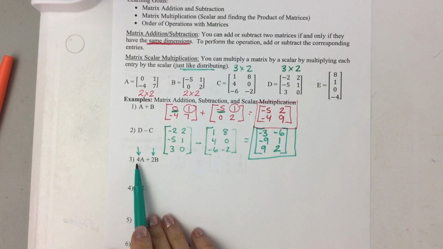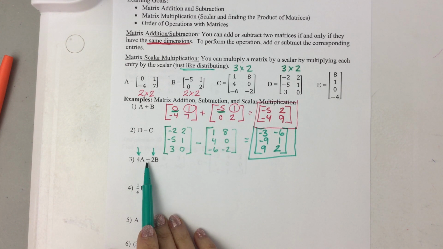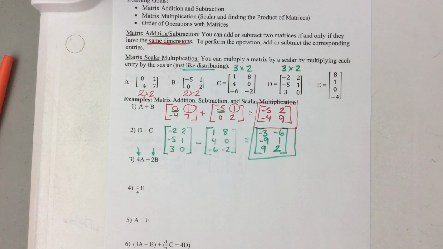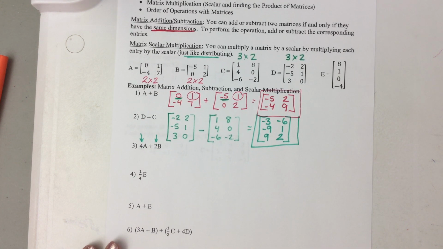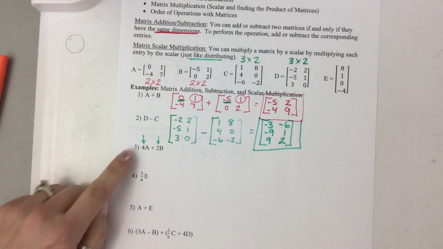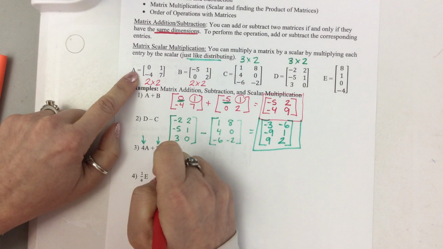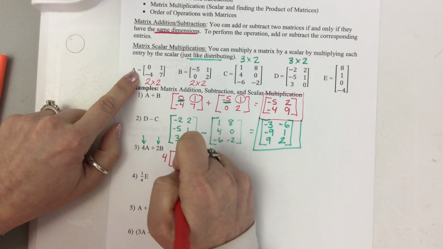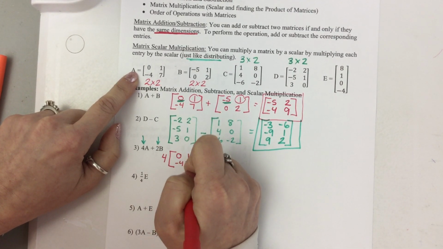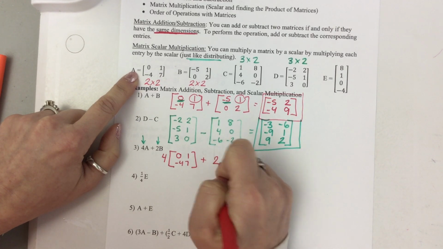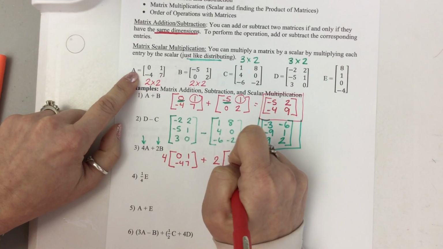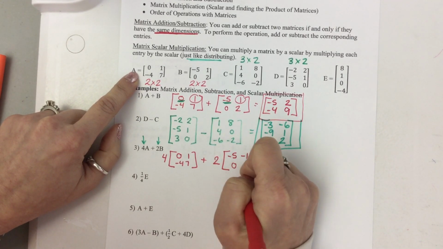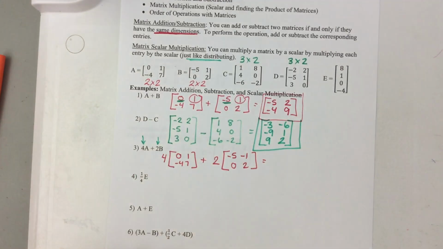So here I want to take 4 times matrix A plus 2 times matrix B. When you're doing multiple operations like we are here, you have to use the order of operations. You would multiply before you would add. So I am taking 4 times matrix A, 0, 1, negative 4, 7. Plus I'm taking 2 times matrix B, negative 5, 1, 0, 2. Okay, that's what this actually looks like.